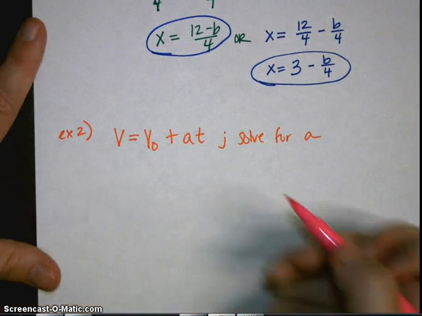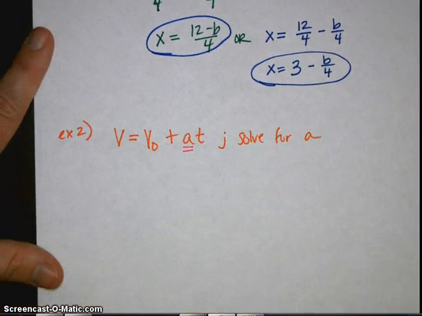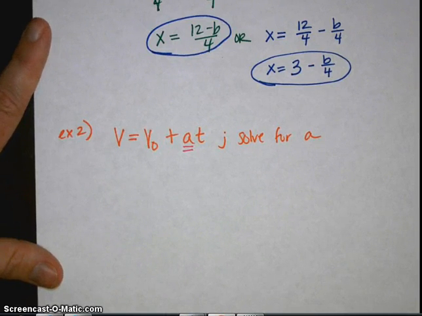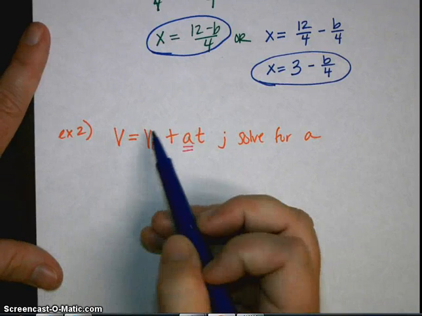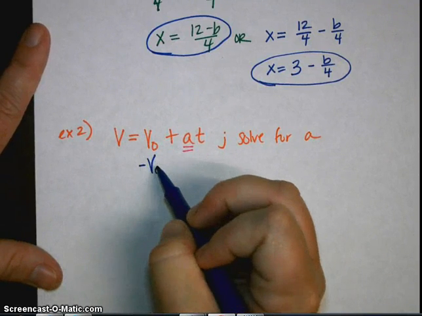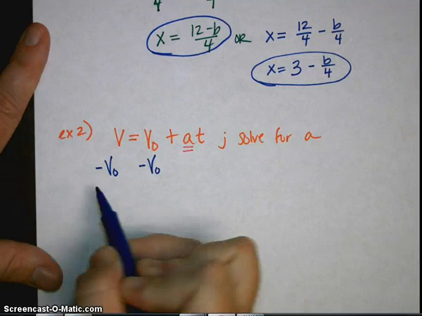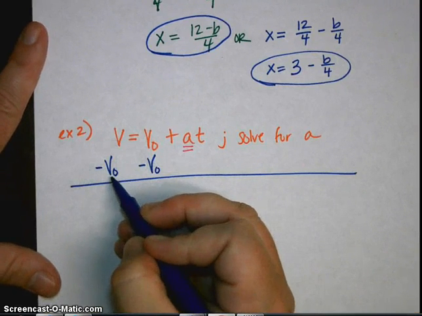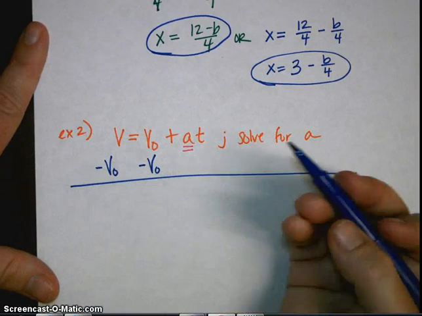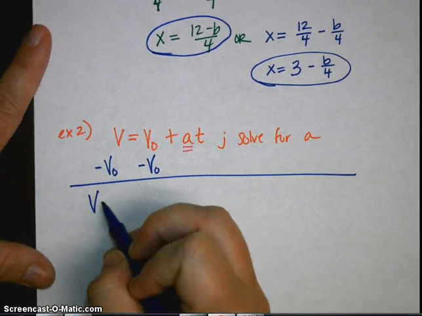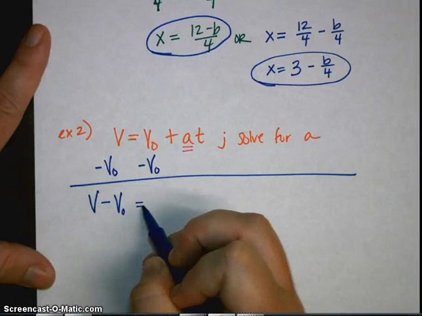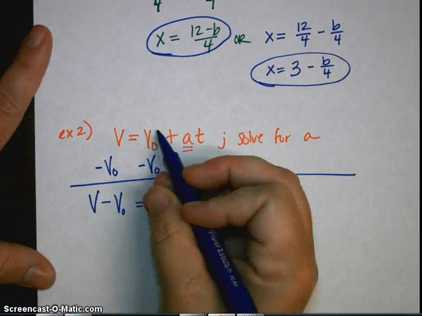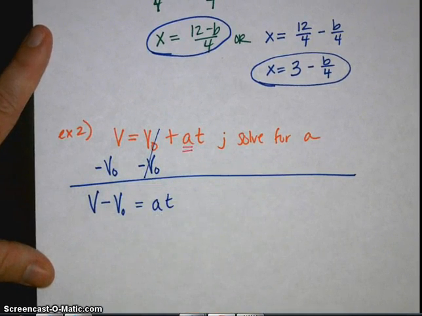To do that, I'm going to try and isolate this guy. I solve it the exact same way I solve any other equation. So first, I'm going to get the addition away. So I'm going to subtract v sub naught from both sides. v and v sub naught do not look exactly the same. This has a little o below it. So that's going to be v minus v sub naught equals at, because this becomes 0.